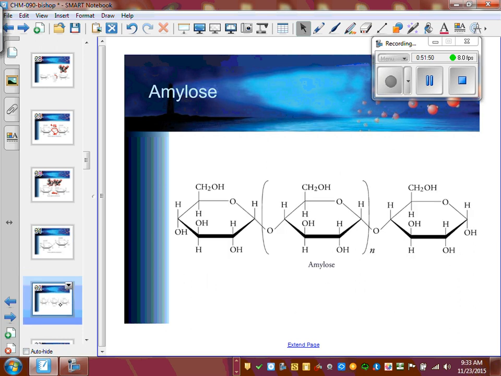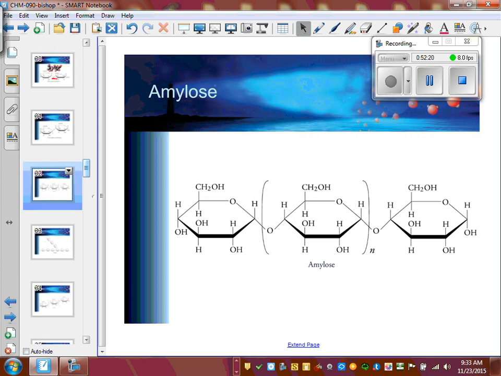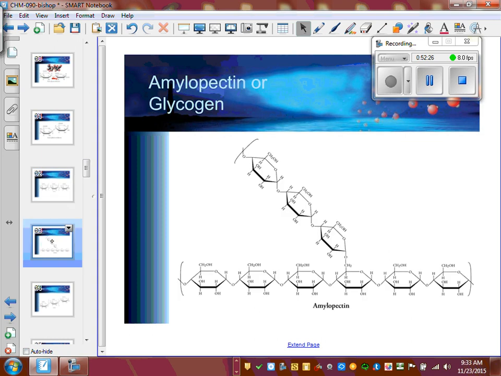This is amylose. The N here means this is a whole bunch of them. This is a polysaccharide. It could be 20, it could be 40, it could be 80. They're all linked with the alpha linkage. So amylopectin or glycogen, see we have a whole bunch linked, all alpha linkages, but now we have a branch coming off. And again, alpha linkage.